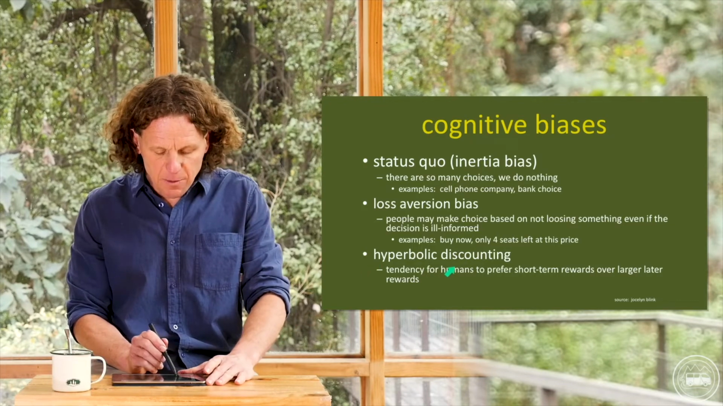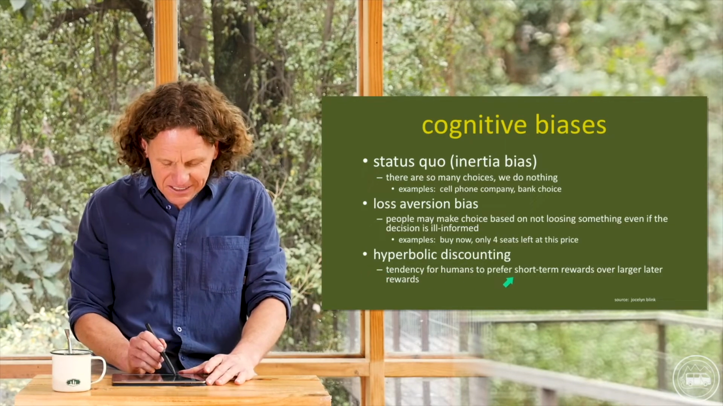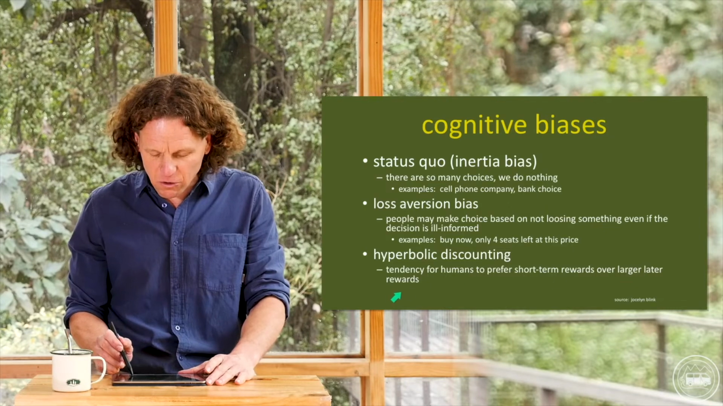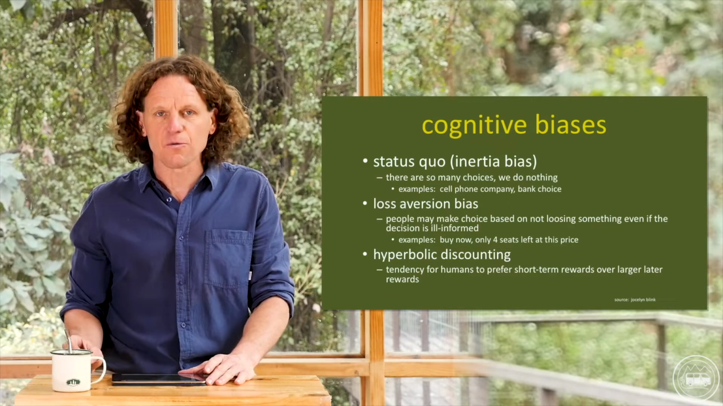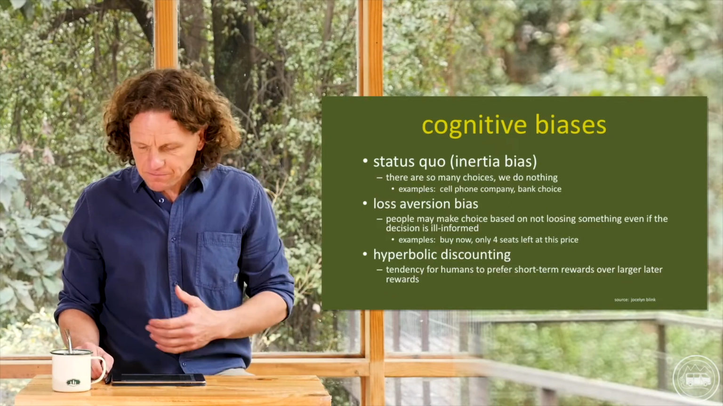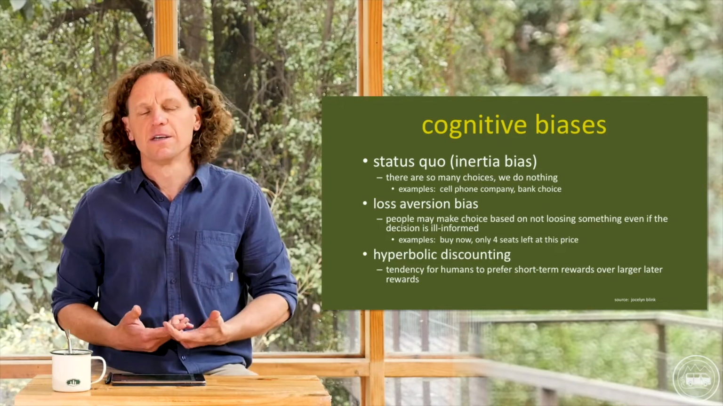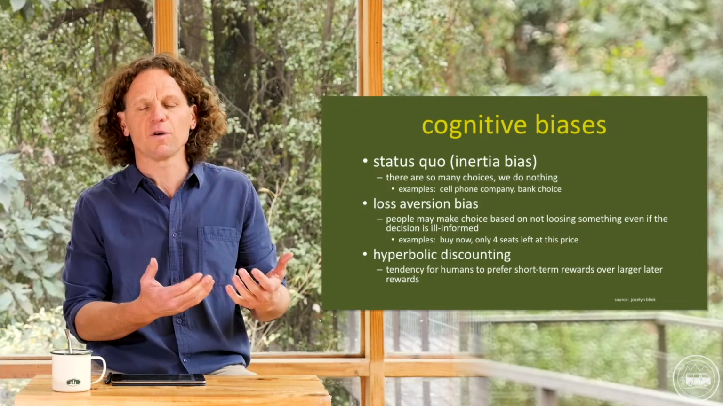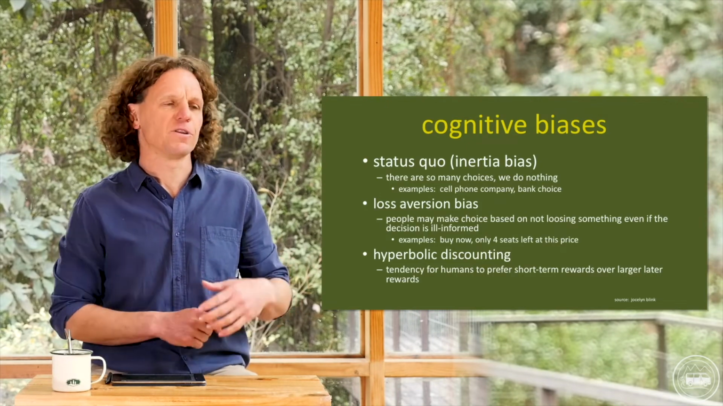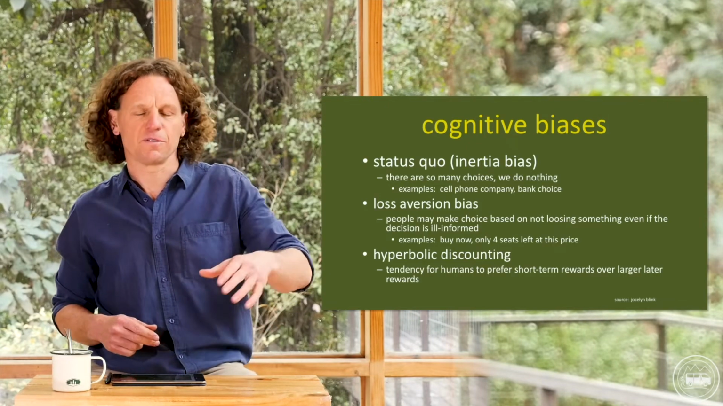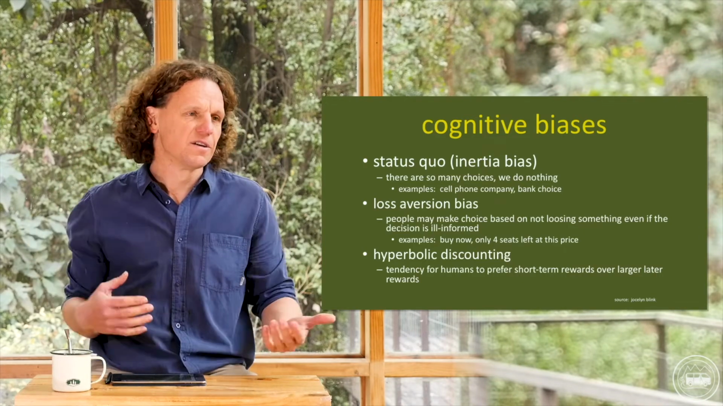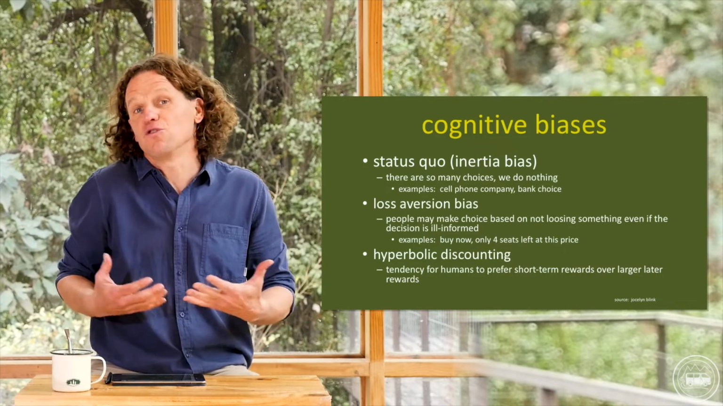And then lastly, hyperbolic discounting. This is the tendency for humans to prefer short-term rewards over larger, later rewards. We do this all of the time. It's a way of explaining impulse buys. It's not something I would normally buy, but it was right there and I just decided to buy it. Whether that's an ice cream cone, a pack of M&Ms, or a Snickers bar, or some other sweet. It's not about the long-term decisions, it's about the moment itself.